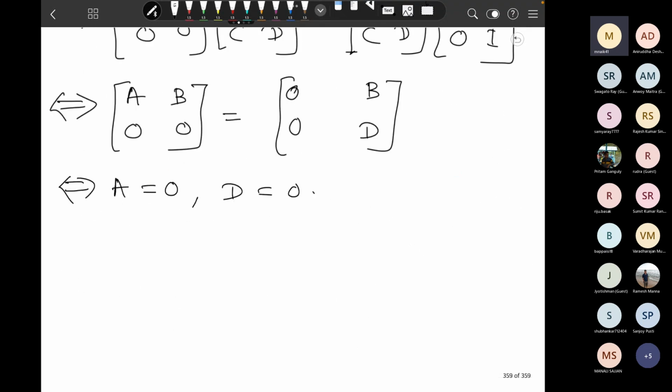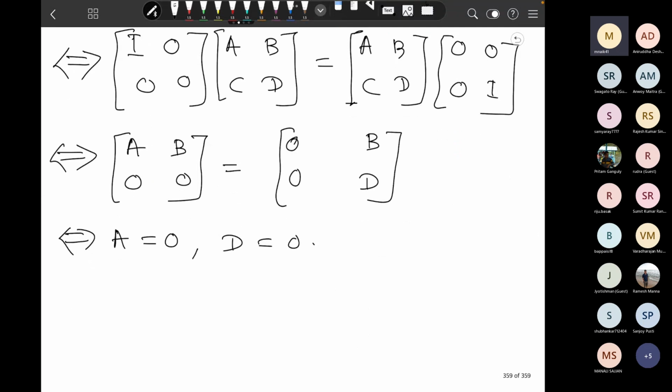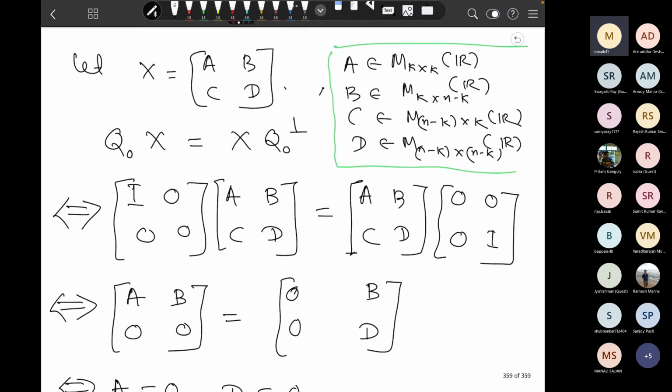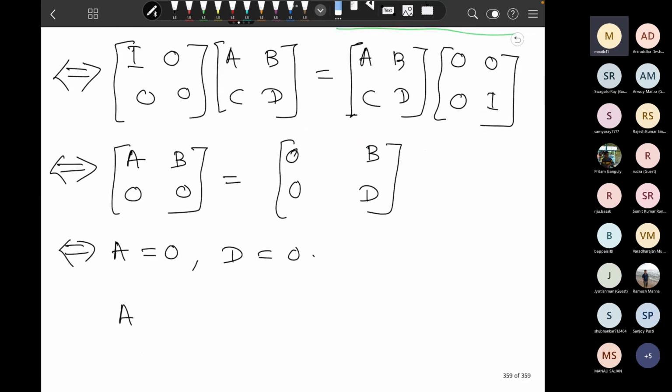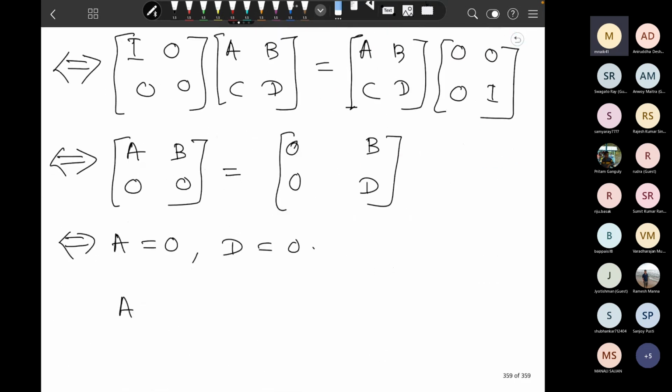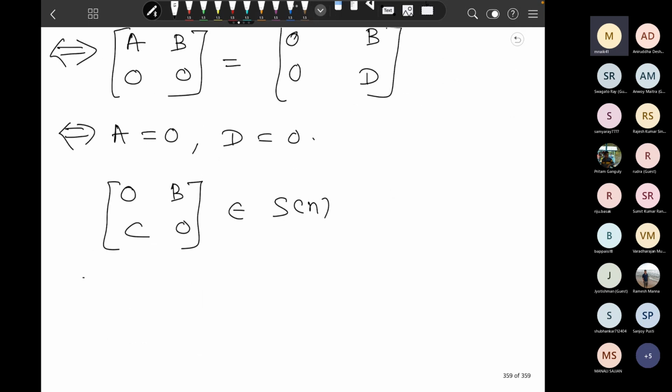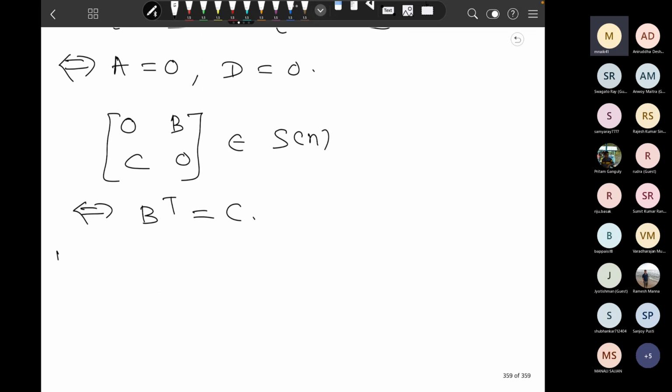X is a symmetric matrix. So this X, this A B C D. So I am getting this A is equal to 0, D is equal to 0. So now 0 B C 0 belongs to Sn if and only if this B transpose is equal to C. Okay.